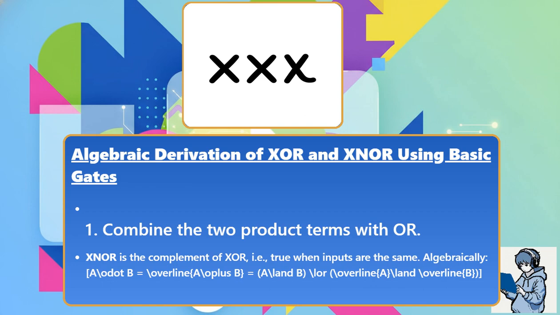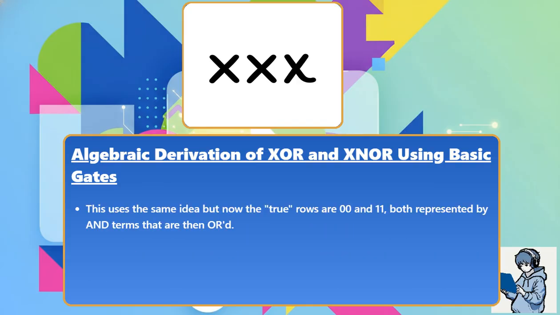Algebraically, A XNOR B equals not open parenthesis A XOR B close parenthesis equals open parenthesis A and B close parenthesis or open parenthesis not A and not B close parenthesis. This uses the same idea, but now the true rows are 0, 0, and 1, 1, both represented by product terms that are then ORed.